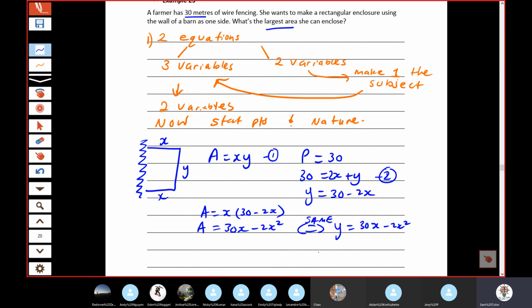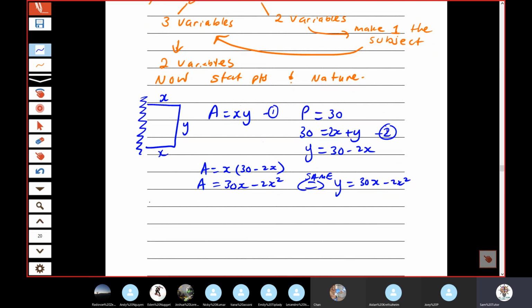So you're going to do everything the same. You're going to find stat points, nature. There are no points of inflection because you don't want to find where you can find the largest area that then goes to the minimum area. That's not what you want to find. The points of inflection are obsolete in max-min problems. They don't exist. All we're interested in is the stationary point and then its nature. Because then the stationary point tells me its highest or lowest point.